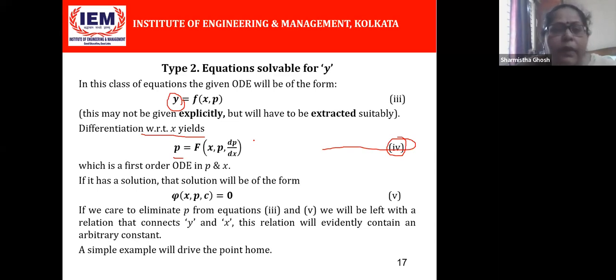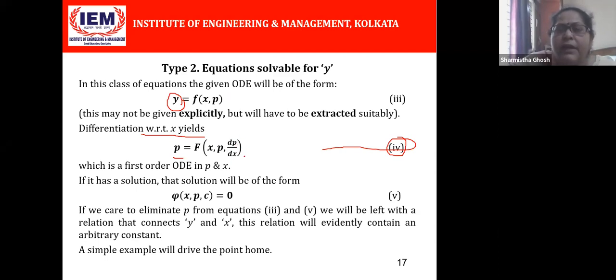Okay. So this is a first order equation in p and x. I should say this is first order and it will become first order and first degree also, because definitely I'm not going to get any dp/dx whole square or anything like that. When I'm differentiating, I will get only dp/dx.